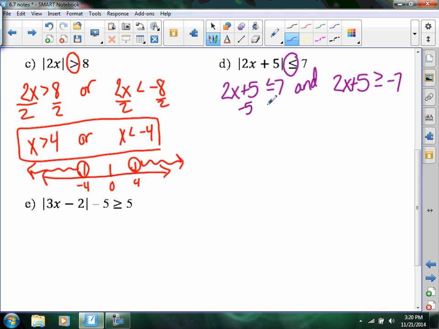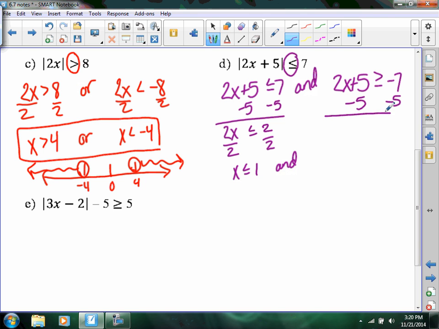So when I solve the inequality on the left, I'll have 2x less than or equal to 2. And I'm going to divide. So x is less than or equal to 1. And you can bring the and down if you want. I'm going to subtract the 5 over here as well. 2x is greater than or equal to negative 12. I divide by 2. So again, I'm doing the same steps, but I'm going to get a different answer. I get negative 6.